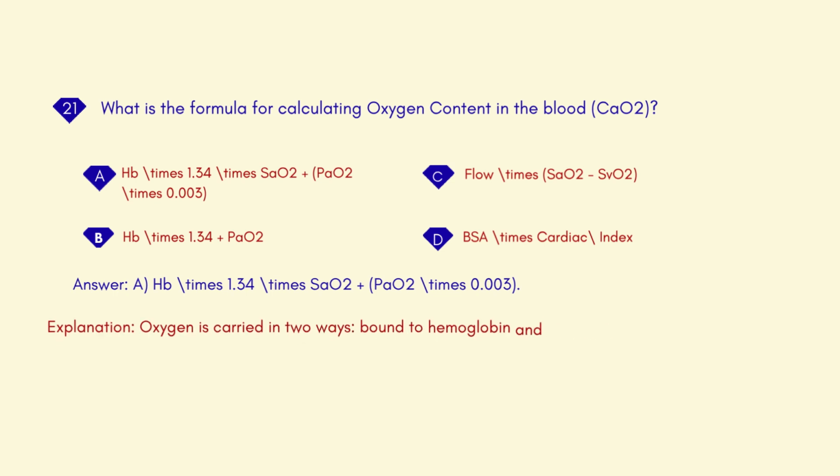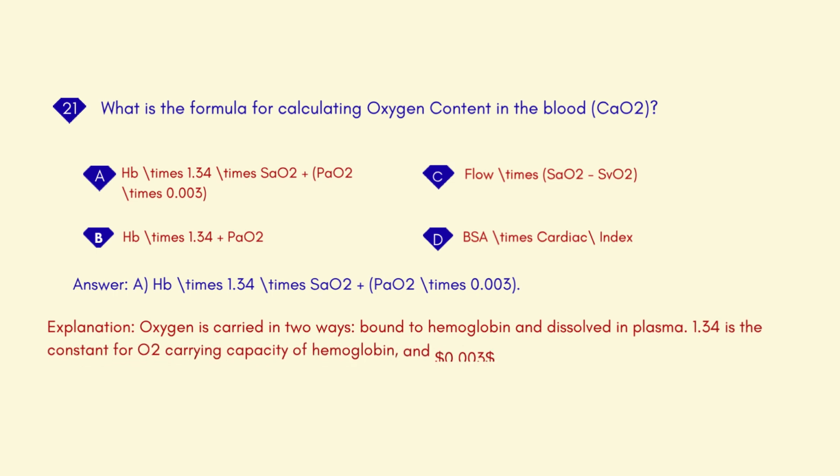Explanation: oxygen is carried in two ways, bound to hemoglobin and dissolved in plasma. 1.34 is the constant for the O2 carrying capacity of hemoglobin, and 0.003 is the solubility coefficient of oxygen in human plasma.